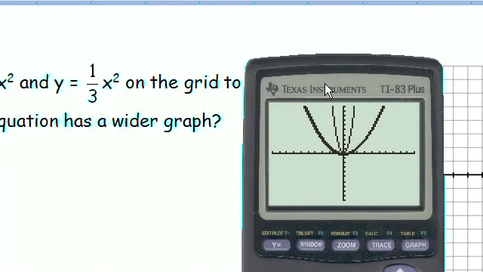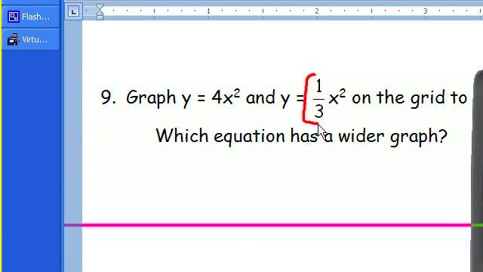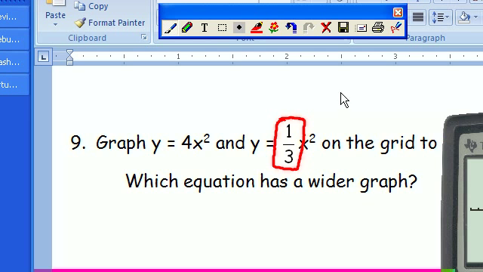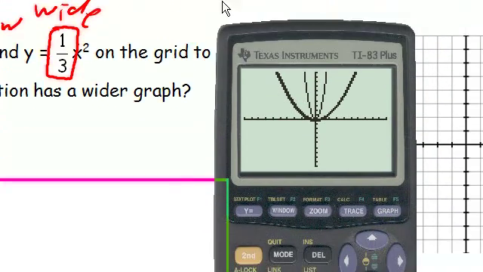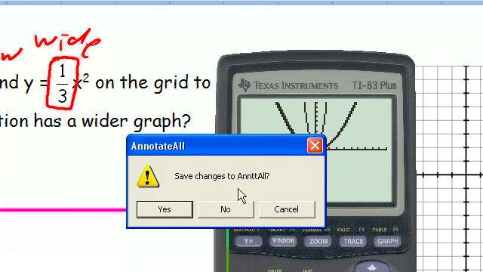Which equation has the wider graph? Well, we can always tell which equation has the wider graph, because if there is a number here whose absolute value is less than 1, so essentially if there's a fraction in front of x squared, it's going to be wide. And if there's a whole number, it's going to be narrow. So, our problem said to graph this, so let's go ahead and graph these.